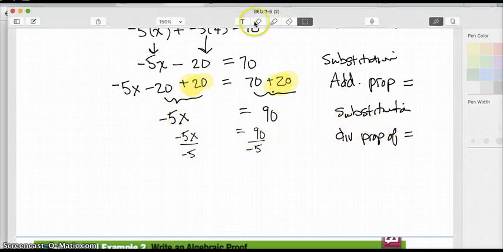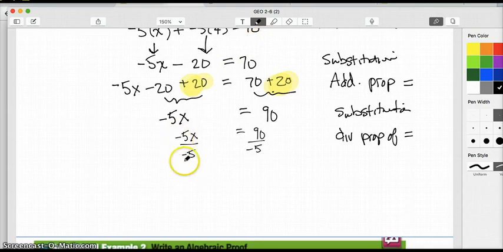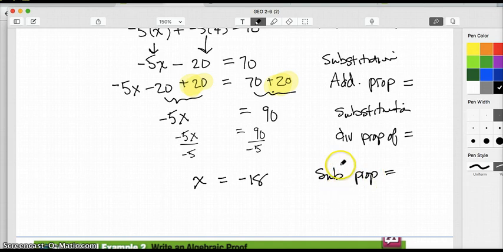And you know what I'm going to do next, right? I'm going to replace this. I'm going to substitute this with an equivalent statement. Negative 5 divided by negative 5 is a positive 1, so that's 1x. And 90 divided by negative 5 is a negative 18. And that is the substitution property of equality. All right, substitution property of equality. I shouldn't write sub, I should write substitution.